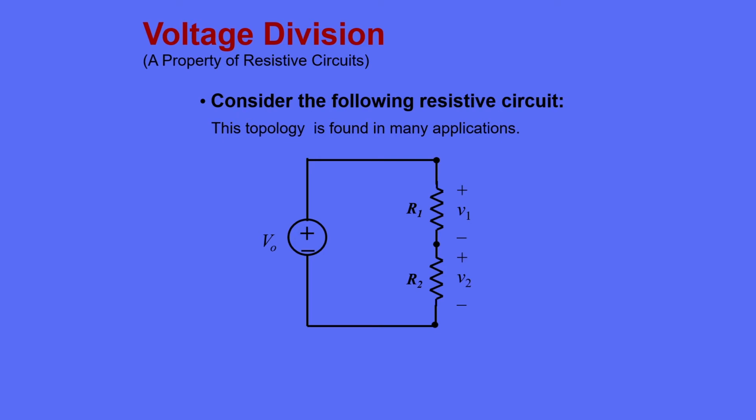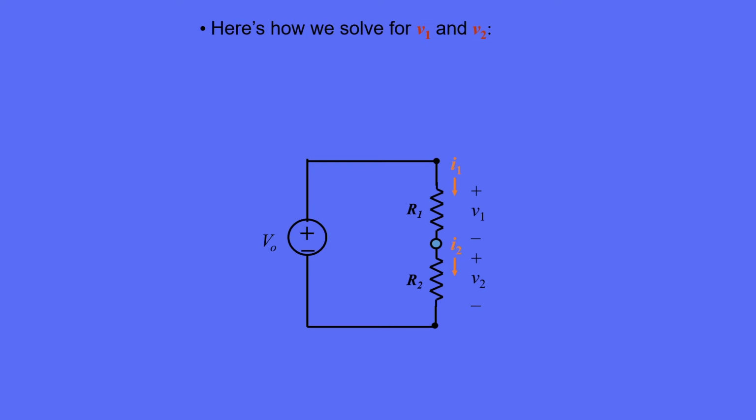Let's take a look at the simple resistive circuit shown below. One voltage source, two resistors in series. It's a topology that's found in many applications. We'd like to solve for the voltages V1 and V2. If you don't remember what topology means, it's the basic wiring map of the circuit, independent of the components. Here's how we solve the circuit to find the voltages V1 and V2.